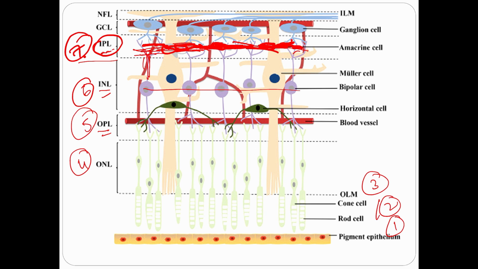These are amacrine cells. A means no, mac means big. These are amacrine, they are not big but small cells. Amacrine is actually small cells. They have got short processes which in fact are doing like this.